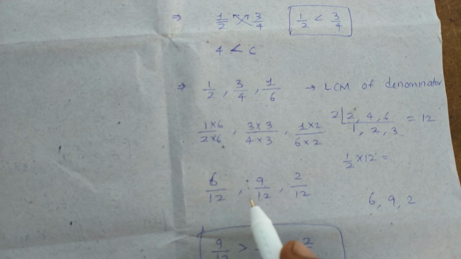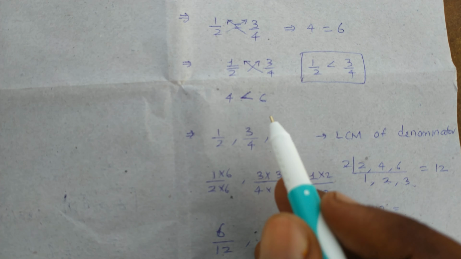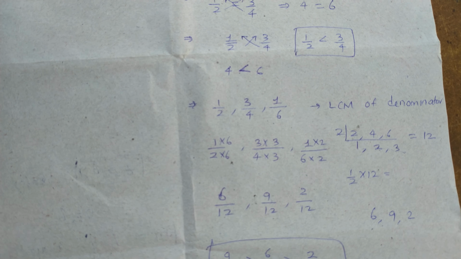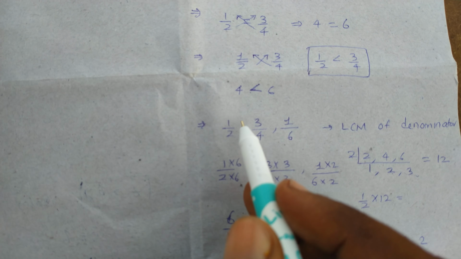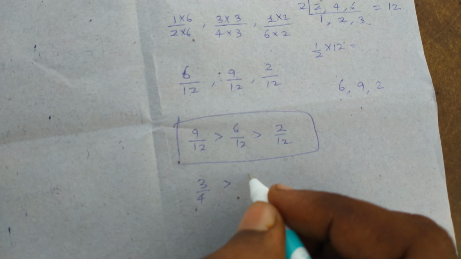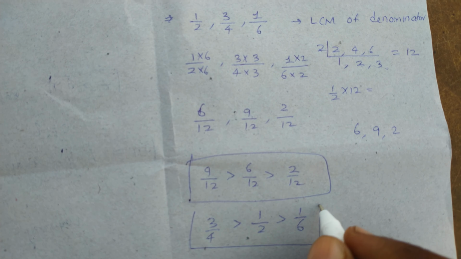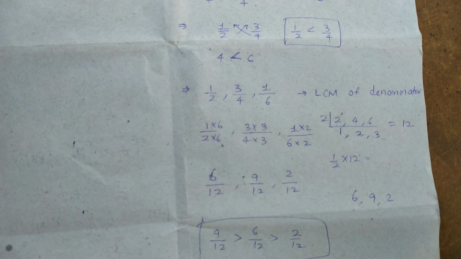Whichever numerator is greater, that particular fraction is greater. So now here 9 by 12 is greater. 9 by 12 is the same as 3 by 4, right? So 3 by 4 is greater than 6 by 12, which is nothing but 1 by 2. So 3 by 4 is greater than 1 by 2, which is greater than 1 by 6. So this is the final conclusion. Clear? This is how you have to compare fractions.